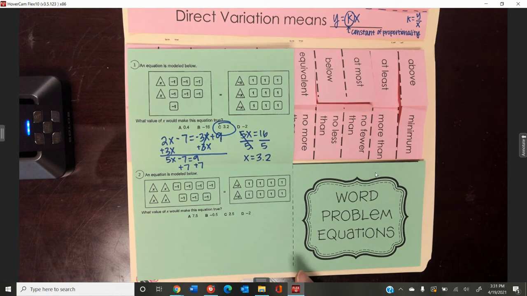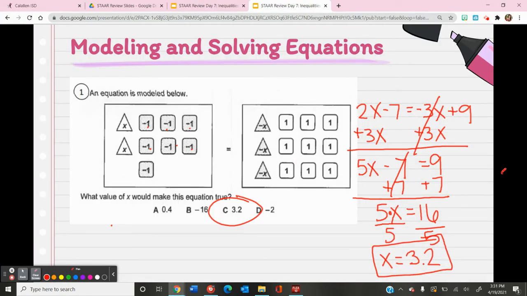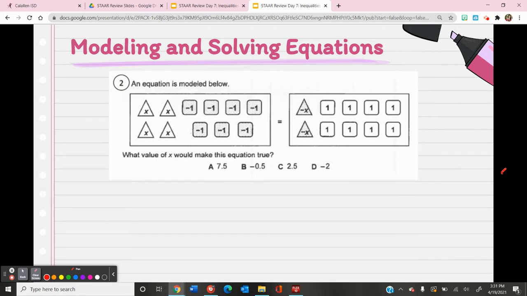Now we're going to go ahead and look at number 2, which again is another modeling and solving equation. So let's go ahead and look at number 2. Number 2 says an equation is modeled below. Which value of x would make this equation true? So again, we're just going to start off and we're going to write everything that we see in our picture.